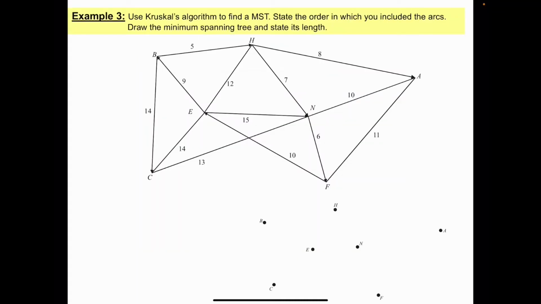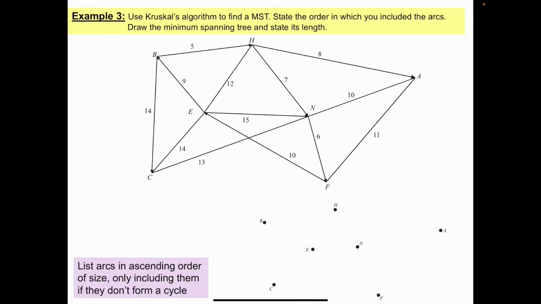So now again, I'll ask you to practice on your own while I'll guide you. You have 2 options: either pause the video and later double check if you got the same answer, or if it's still not really clear to you how it works, then you can watch the whole process. So in this example, we are given the network and we are asked to find again the minimum spanning tree, state the order in which you included arcs. This is always very important. At the end, we need to draw it and we need to state the length.